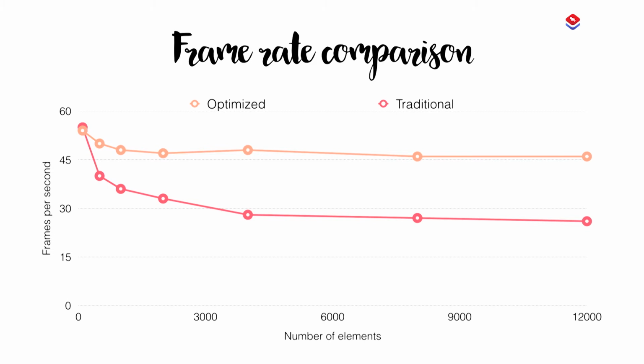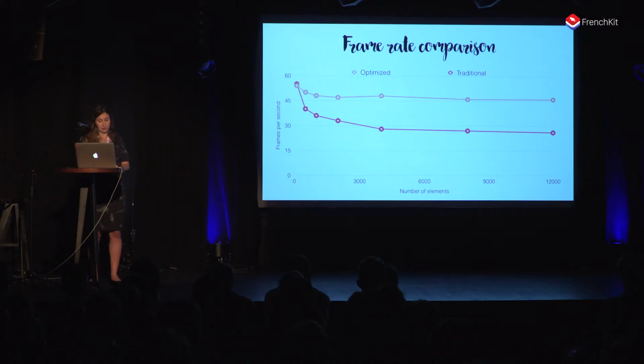So both the traditional and optimized approaches started out at around 55 frames per second or higher for 100 elements. I then repeated the test several times with each version of the app, taking it all the way to 12,000 elements. The traditional approach plateaued at around 27 frames per second, and the optimized stayed at about 45. The obvious advantage was seen already at about 500 elements, which is the very first large gap.